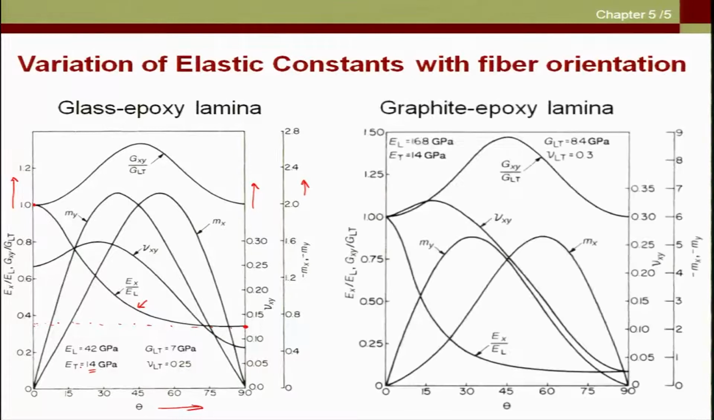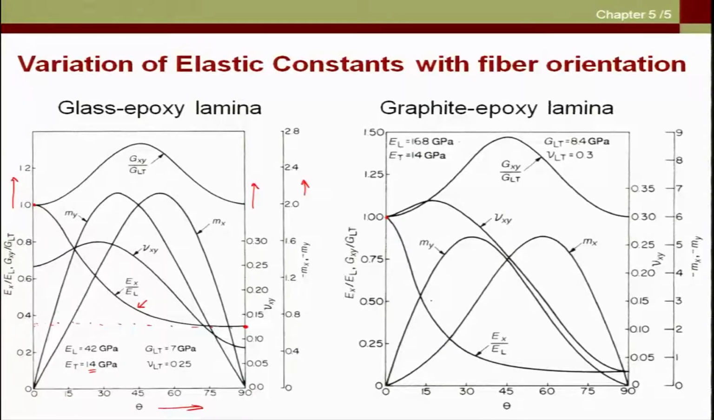Let us look at the same graph, but this is for graphite epoxy lamina. Now, what is the difference? Here the El is 168, Et is still 14 because we are using the same matrix material, GLT is 8.4, so it is a little higher, and nu LT is 0.3. So, once again it starts from 1 and it goes down to a pretty small value, because Et by El is very less, it is less than 0.1, 14 divided by 168 is less than 0.1.